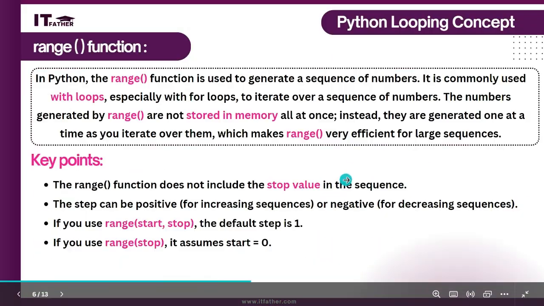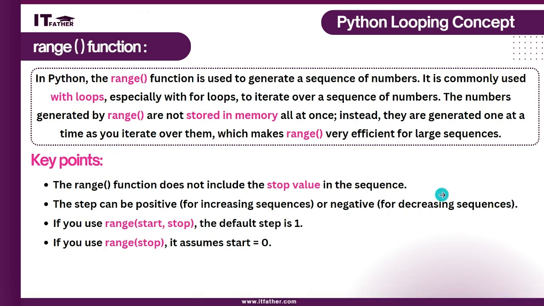Now next we have the range function. Let us discuss the range function in a little more depth. So in Python, the range function is used to generate a sequence of numbers. It is commonly used with loops, specifically with for loops, to iterate over a sequence of numbers. The numbers generated by the range function are not stored in memory. This is a notable point. The numbers generated by the range function are not stored in memory all at once. Instead, they are generated one at a time as you iterate over them.